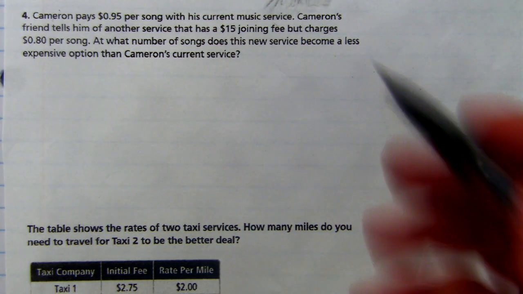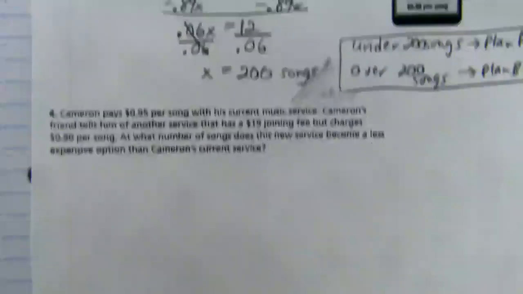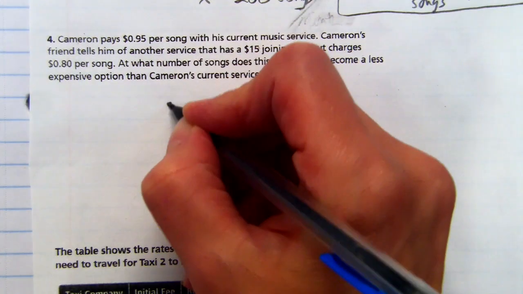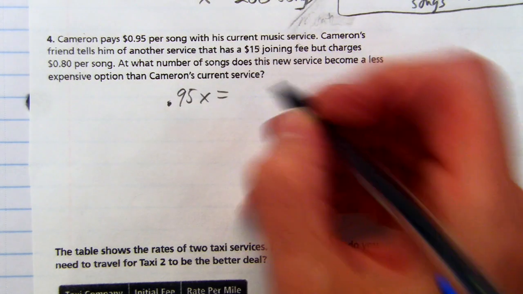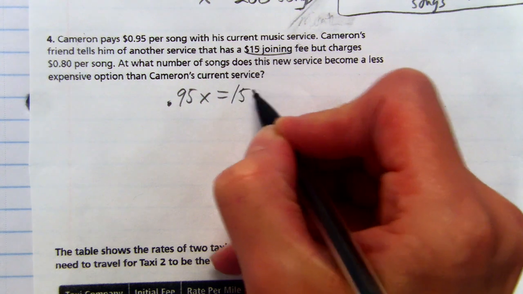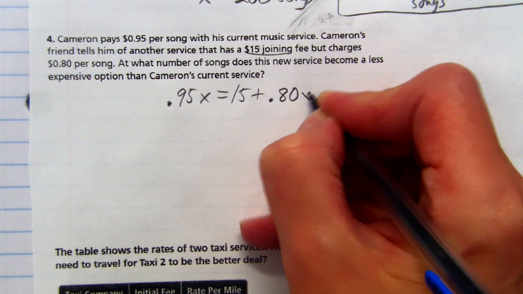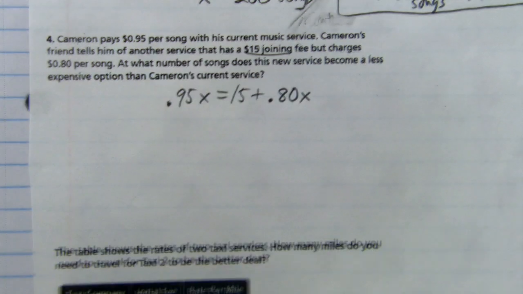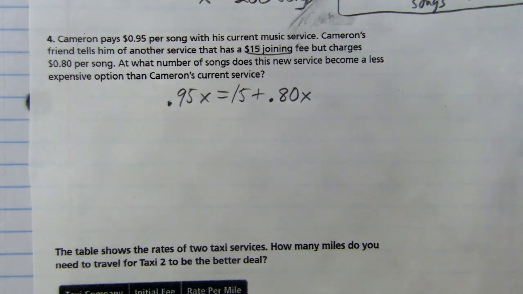So all they did here was they changed this side of the equation a little bit. So I'm still going to have 0.95x. What's the other side going to say now? 15 plus 80 cents per song, so that'd be 15 + 0.80x. So we're still using x for the songs. They just changed the problem a little bit because somebody else had a better deal.